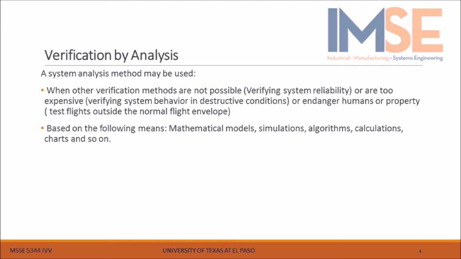Verification by analysis. A system analysis method may be used when other verification methods are not possible, as an example, verifying a system's reliability, or are too expensive, as an example, verifying a system behavior in destructive conditions, or endanger human or property, as an example, test flights outside the normal flight envelope. Based on the following means: mathematical models, simulations, algorithms, calculations, charts, and so on.